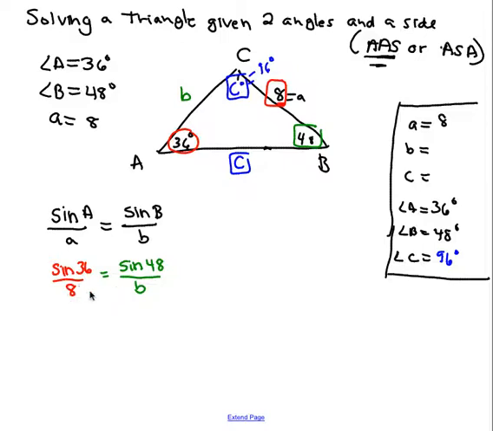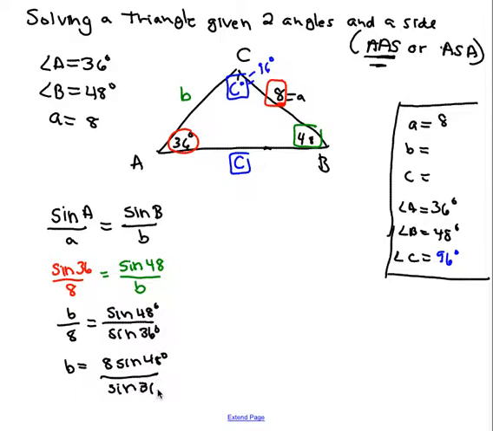Now I'm ready to do the algebra. I'm going to switch the location of these two, so b over 8 is equal to the sine of 48 over the sine of 36 degrees. If I multiply both sides by 8, I get 8 times the sine of 48 degrees over the sine of 36. Grab your calculator and make sure it is in degree mode, and we get that b is approximately 10.11.